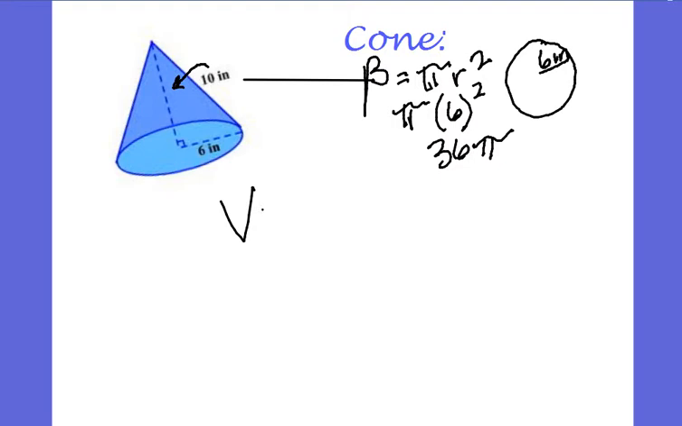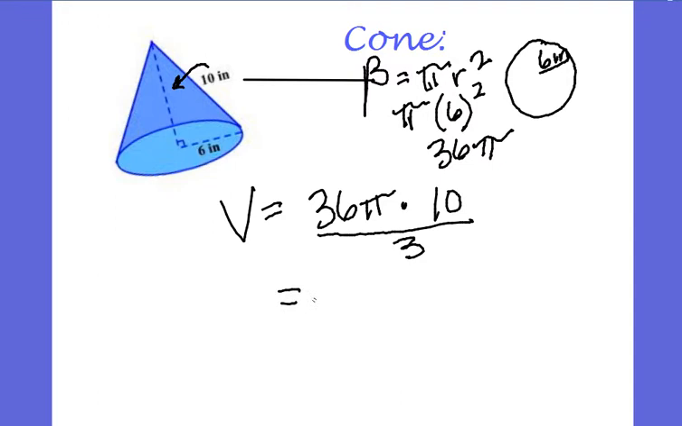So my volume then is going to be the area of the base, 36 pi, multiplied by the height of the cone, which is 10. And then because this is treated like a pyramid, I'm going to divide by 3. So on my calculator, I'm going to do 36 times pi times 10 and then divide by 3. So let's do that.